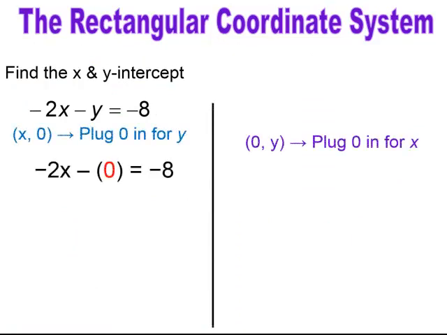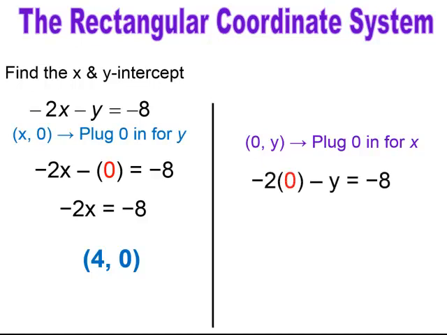So again, for the x-intercept, I plug in 0 for y, and I end up having negative 2x equals negative 8, and I get (4, 0) as the ordered pair. For my y-intercept, I plug in 0 for x, I'm left with negative y equals negative 8, and I solve for y. I get y equals a positive 8, and the ordered pair would be (0, 8). So please remember to write your solution, your intercepts, as ordered pairs.